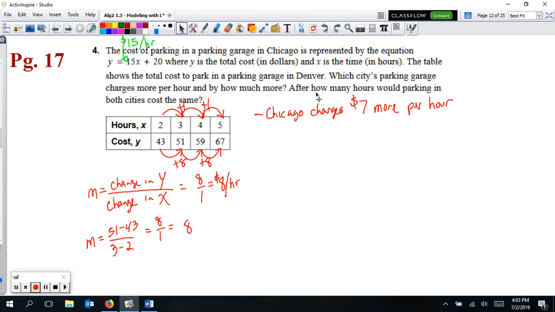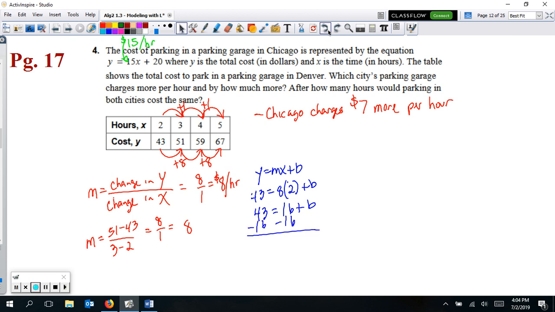Now to answer the second question, after how many hours would parking in both cities cost the same? What we need to do is convert this Denver function into an equation like the Chicago one. So we do need to finish off y equals mx plus b. We know the slope is 8, but what is the b number here? We're going to pick one of these points to be our x and our y numbers. I'm just going to pick the first one. So 43 for y, 2 for x. Plug it in, you're going to get 16 right here.